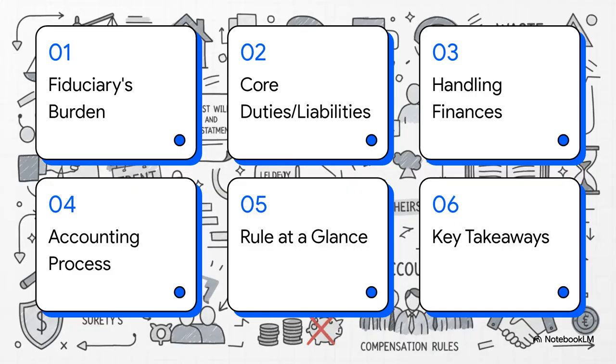In this explainer, we're going to break it all down. We'll kick things off with the foundational duties and liabilities, the real core of the job. Then we'll get into the nitty-gritty of handling the estate's money. After that, we'll walk through the all-important accounting process, and finally, we'll wrap it all up with a quick-glance summary and the key takeaways you absolutely need to know.